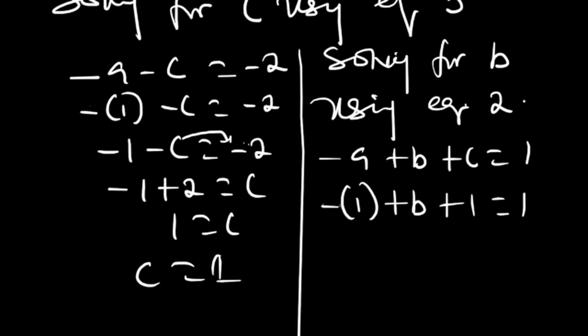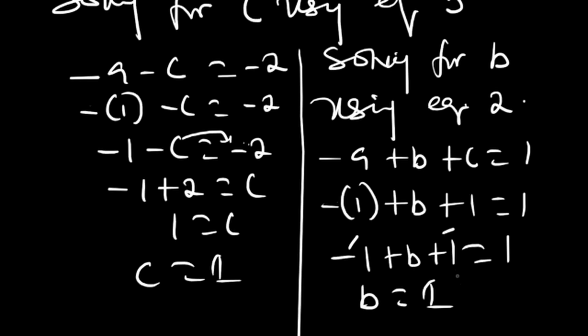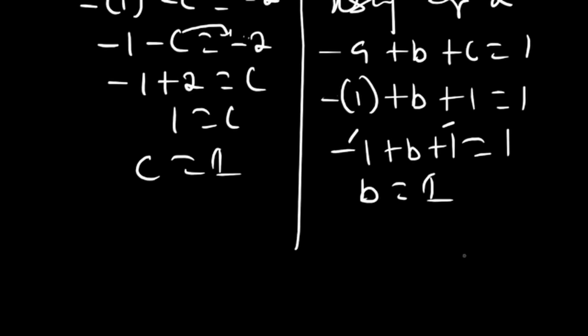So here we have minus times 1 gives us minus 1. And this is plus B plus 1 is equal to 1. Correct. So minus 1 plus 1 gives us a 0. Hence, B is equal to 1. Okay, we have found the values of A, B, and C. We found that A is equal to 1, B is equal to 1, and then C is also equal to 1. So having found these values of these powers, remember that the powers are A, B, and C.